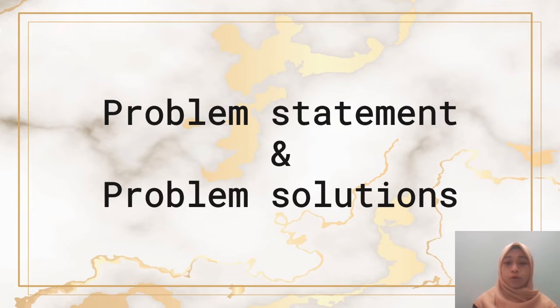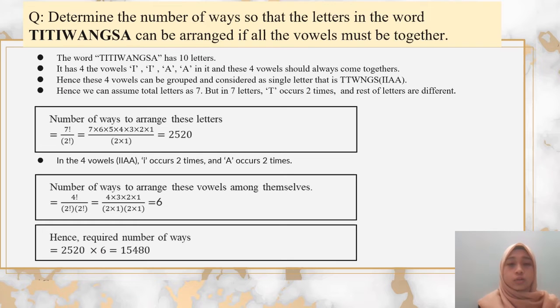Now we look at the problem statement and problem solution. The question asks, determine the number of ways the letters in the word TITIWANGSA can be arranged if all the vowels must be together. The word TITIWANGSA has 10 letters. It also has 4 vowels, which are 2 I's and 2 A's, and these 4 vowels should always come together.